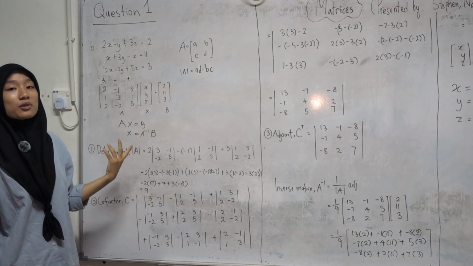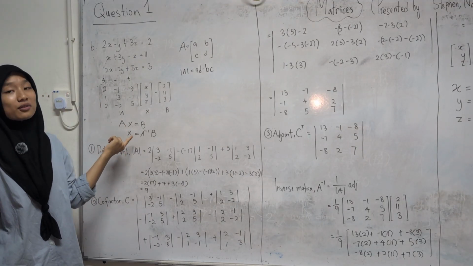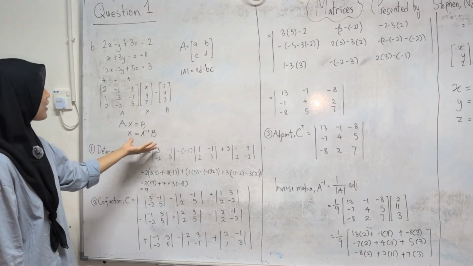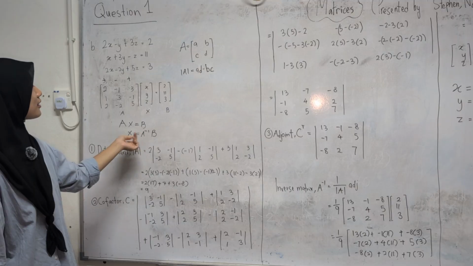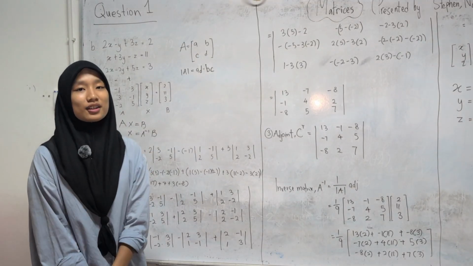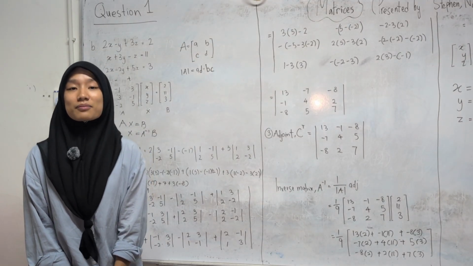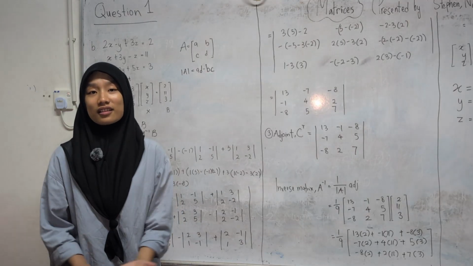So in this situation, we want to find X. In order to find X, we need to find the inverse of A, and then we multiply it by B. So on to the first step of using the inversion method.